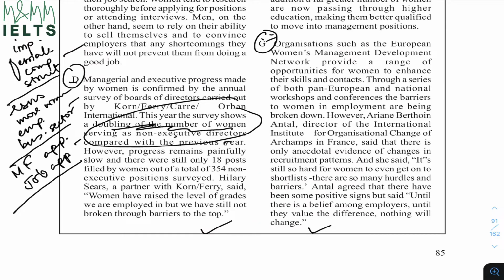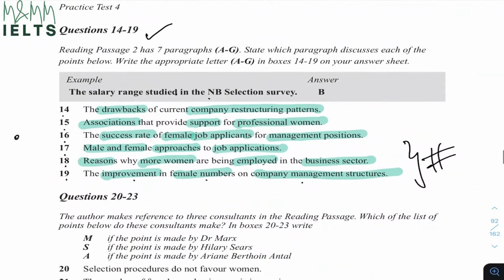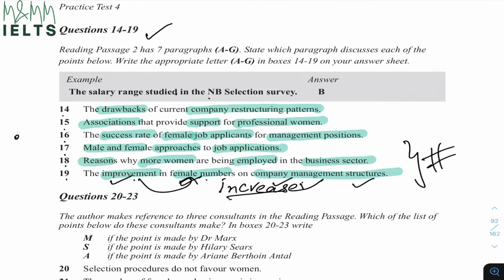Doubling of the number. What was the first sentence? Improvement in female numbers in company management structures. Improvement in female numbers means increase. Remember, I told you that you will not get exact words. So they have used the word doubling.